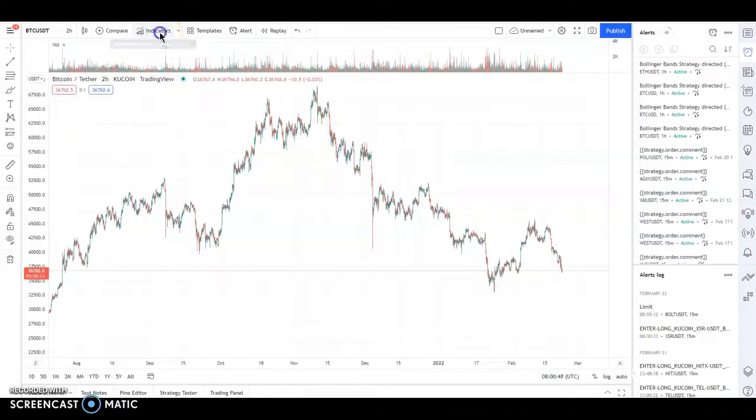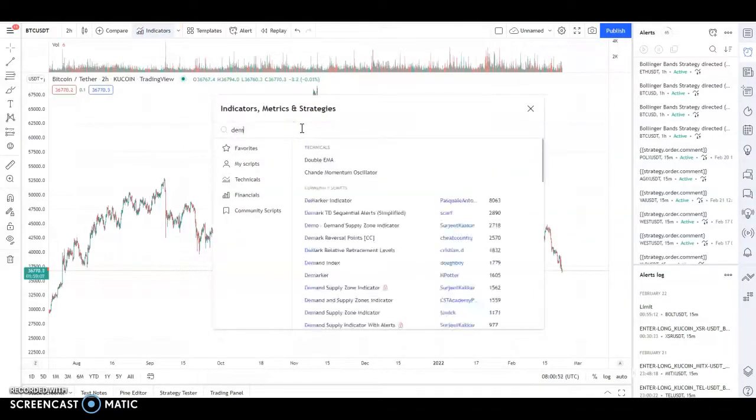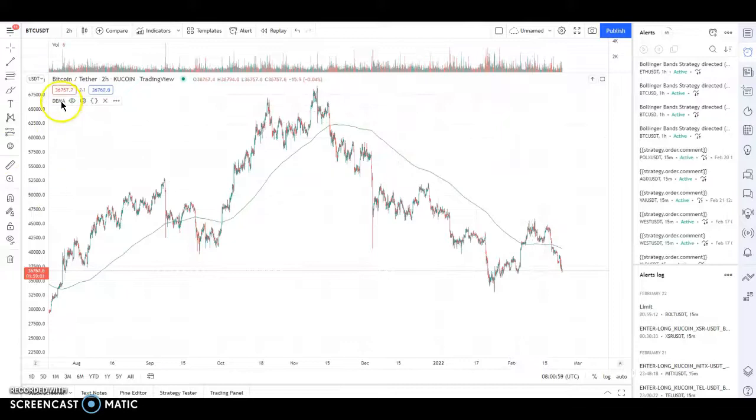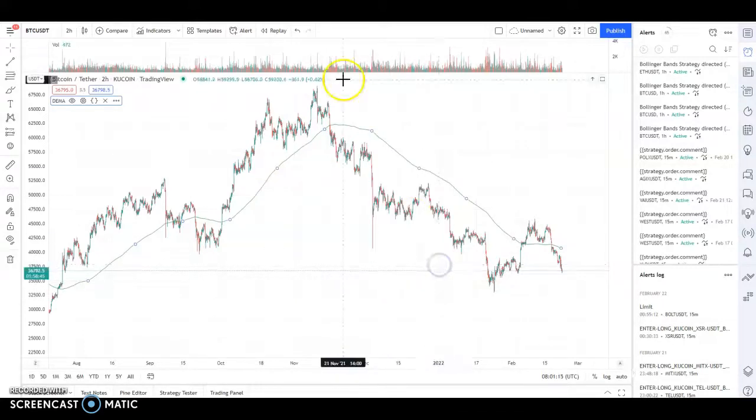So go to indicators, search DEMA, double EMA. Click that. That'll add it to the chart. Go to DEMA. Click the settings. You're going to want the length to be 1100. So the default settings will be different. Click it and add 1100 to the length. And then click Save as Default. Click OK. Boom, we're set up on the DEMA.